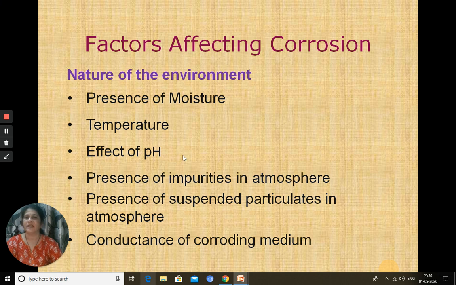Now let us see the nature of the environment. How does it affect corrosion? The points are presence of moisture, then temperature, then effect of pH, then presence of impurities in atmosphere, then presence of suspended particulates in atmosphere and conductance of corroding medium.